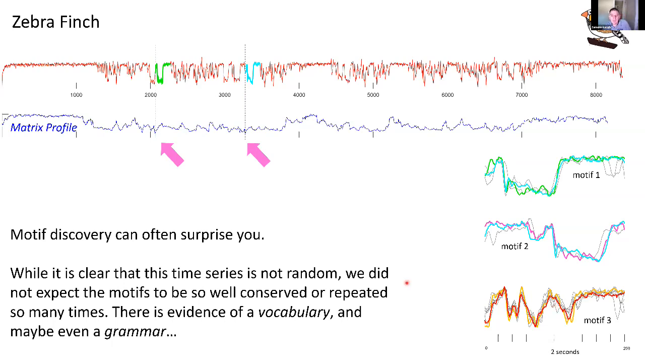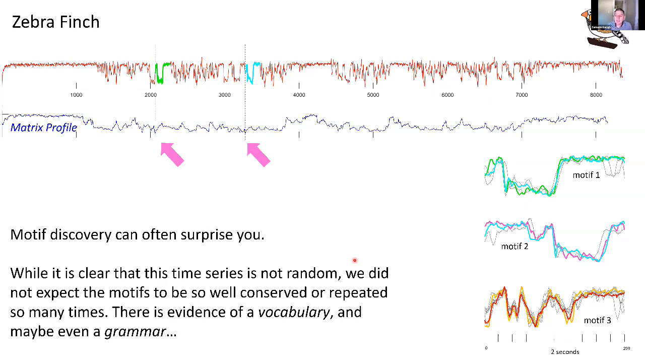This hopefully should excite you a little bit, because it tells you there's a lot of conservation in the zebra finch's song. It's not a random utterance. It has some structure. And actually, if we took the time, there's some evidence of a vocabulary, which is kind of obvious, but maybe even a grammar.